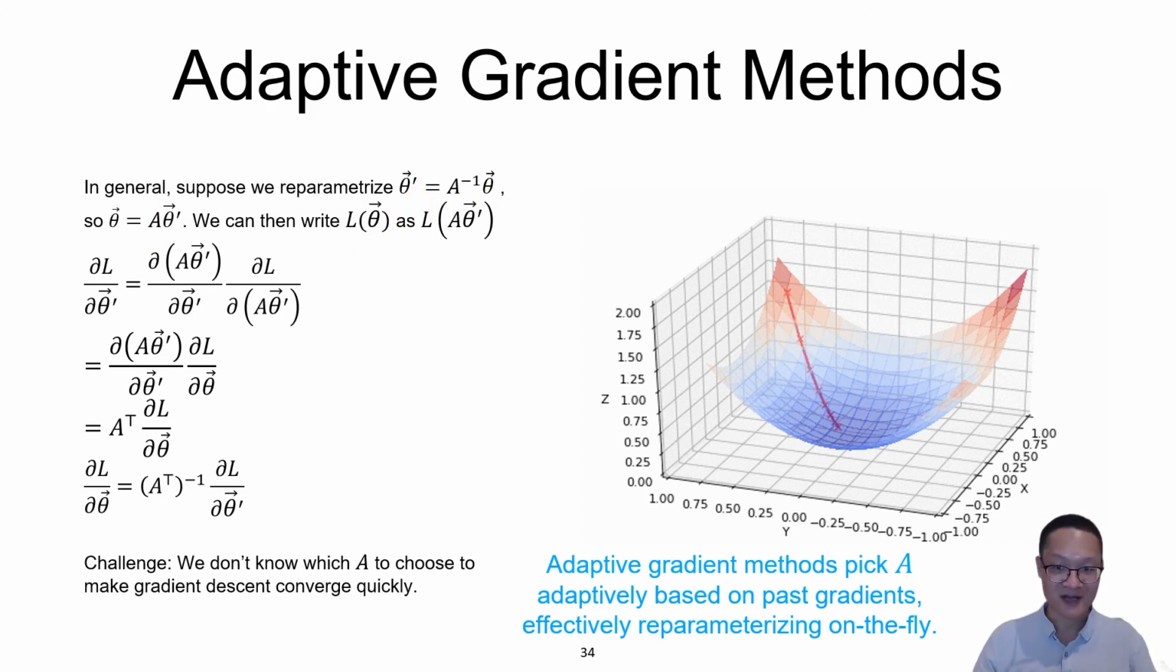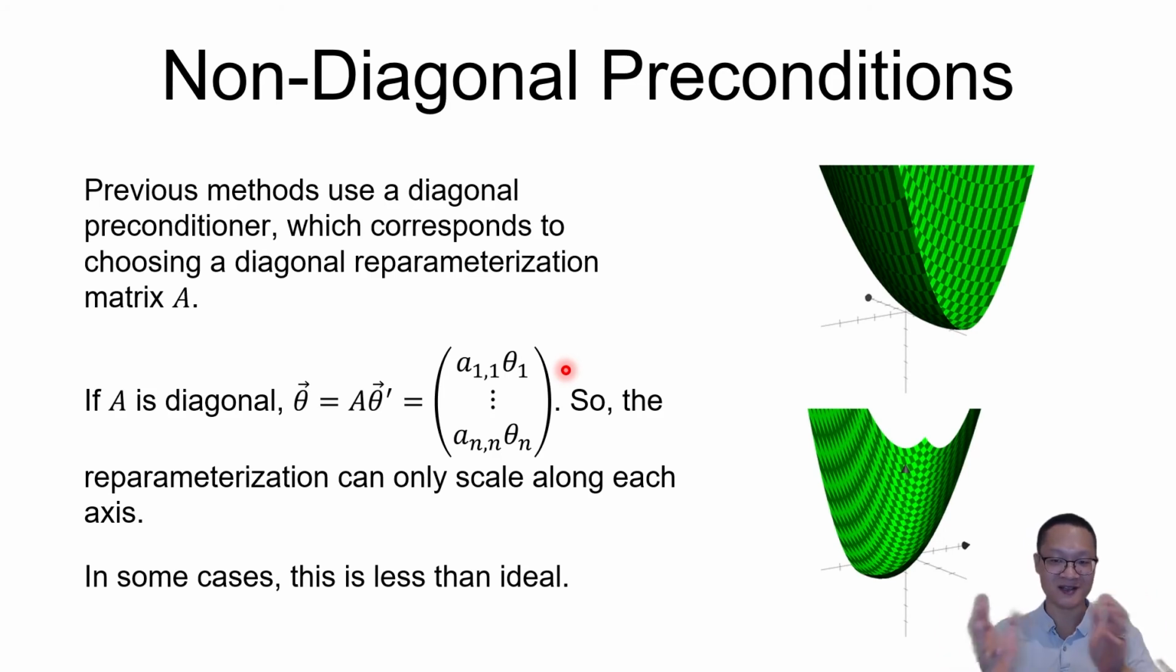Sometimes our function is somehow rotated. Think of a paraboloid that is not axis aligned. It's kind of like a rotated parabola. So in this case, maybe it doesn't make sense to use a diagonal preconditioner. Maybe you want to actually scale the function in the off-axis directions.